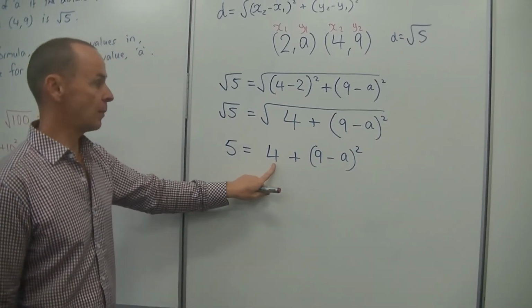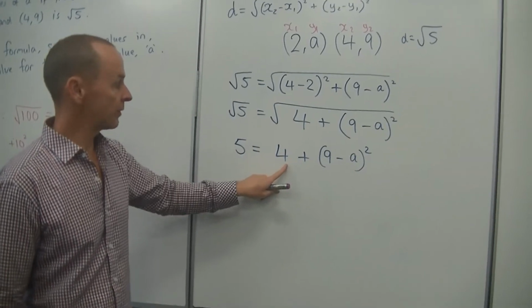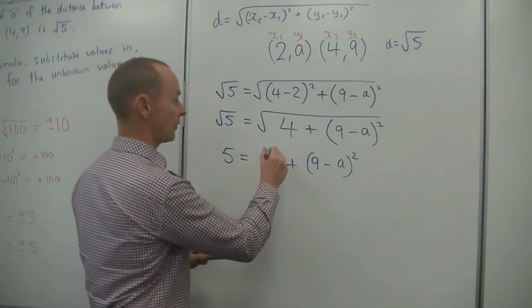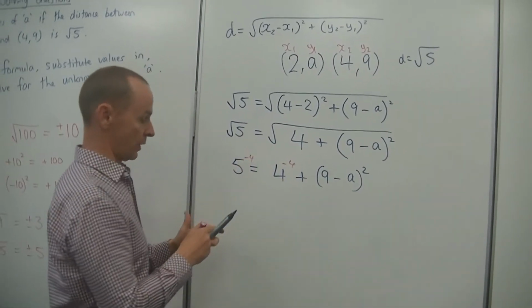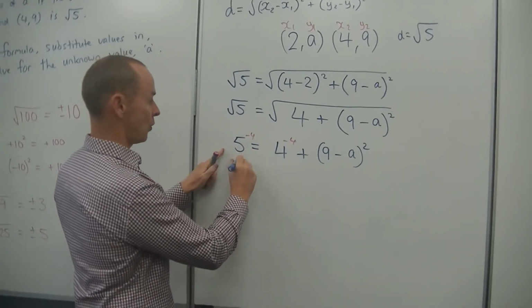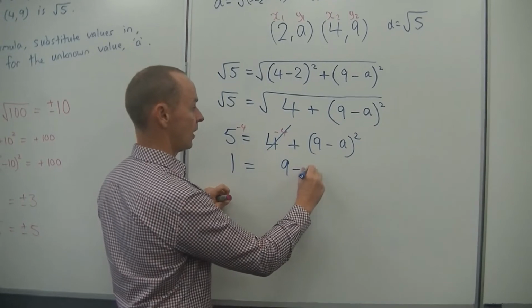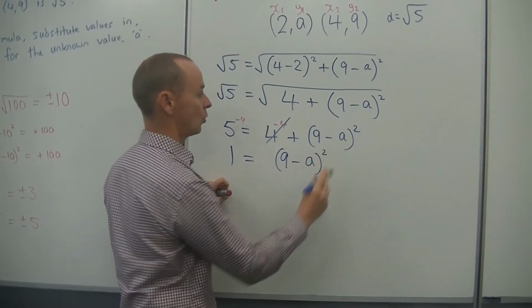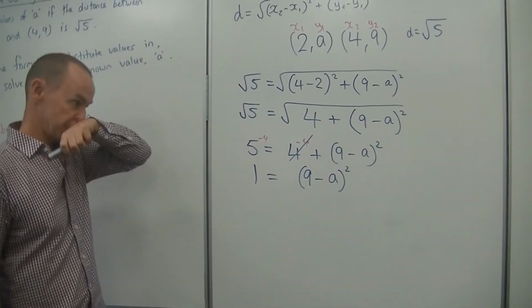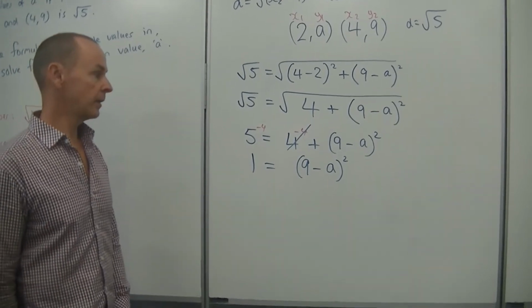Okay, next step, we need to get rid of this plus 4. So how do you get rid of plus 4? You minus 4 to both sides. So there's my workings out. 5 minus 4 is 1. They cancel, and I'm just left with 9 minus A, all squared. Let that sink in for a second.